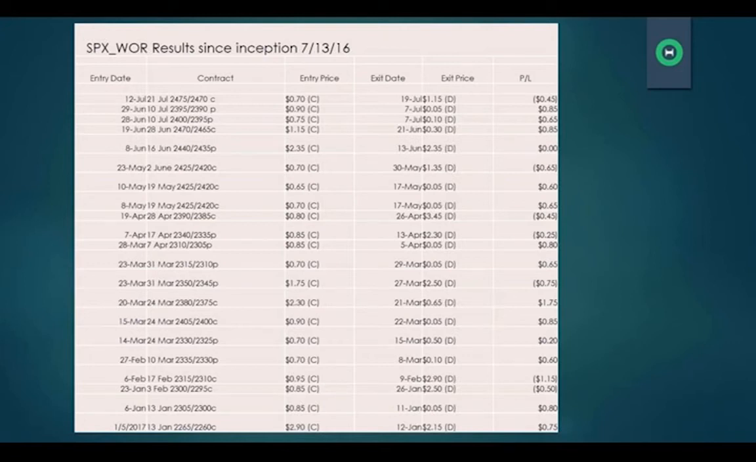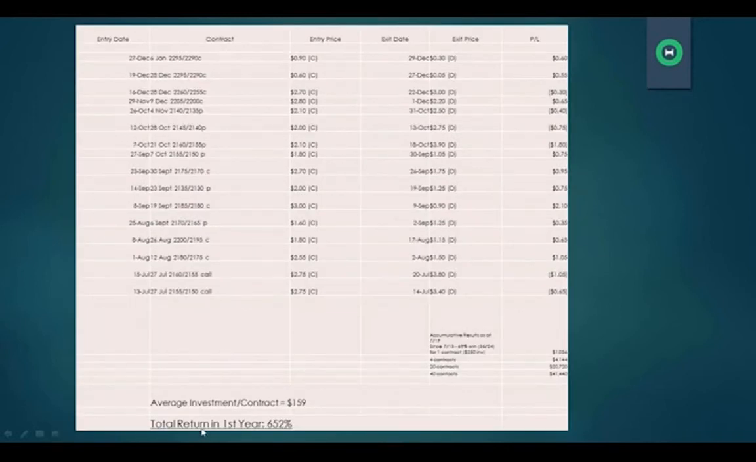Up until that point, I had researched it. Then I spent 2 years paper trading it and then using my own money to trade it to prove it out. I began teaching some of my mentees this, and then it became publicly available last year. So we've been doing this for 1 year. You can see these are all bull puts, bear calls. And the results the first year is we've had a return of 652%.